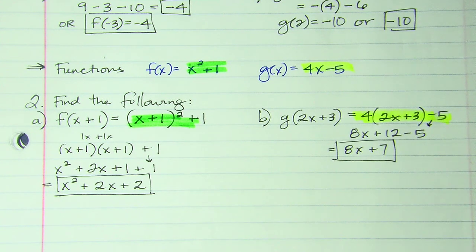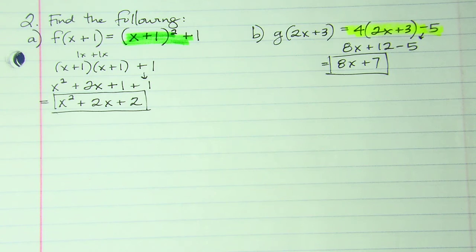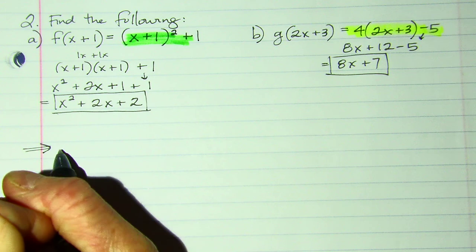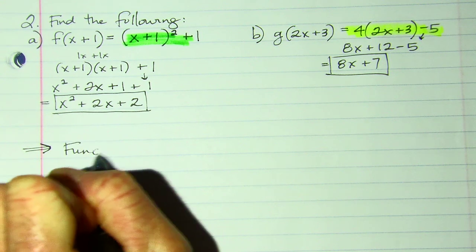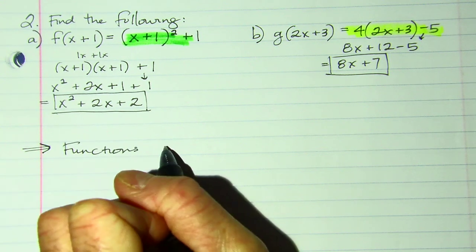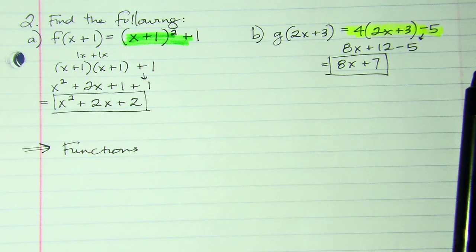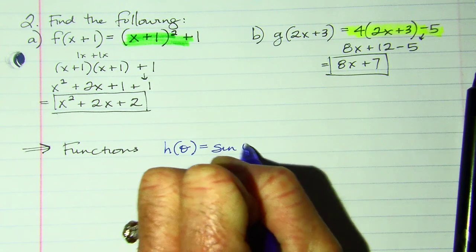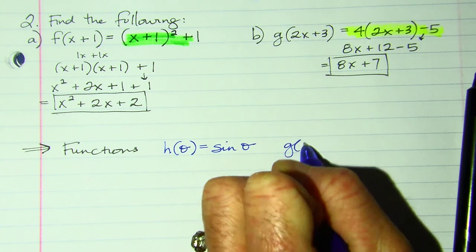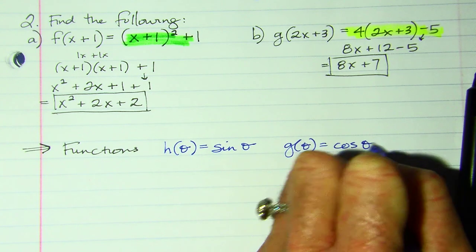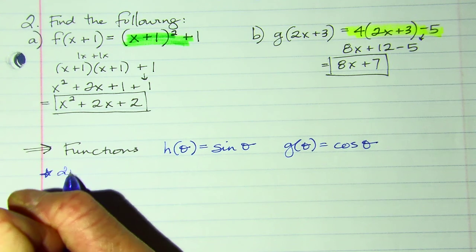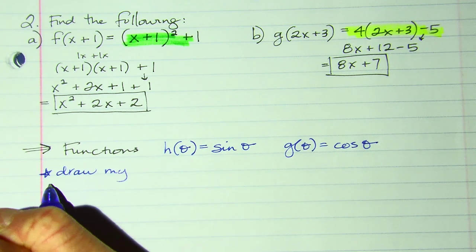Easy peasy, right? All right, so let's move on and use the functions in our reference triangles, okay? So here, I'm going to give you 2 new functions. So this is similar to what you might see in your homework. So h of theta equals the sine of theta, and the function g of theta is the cosine of theta. So right away, hint, hint, hint, I'm going to draw my reference triangles.